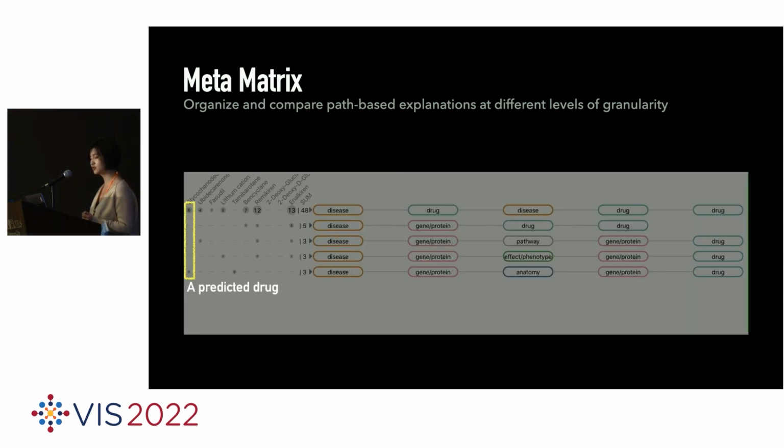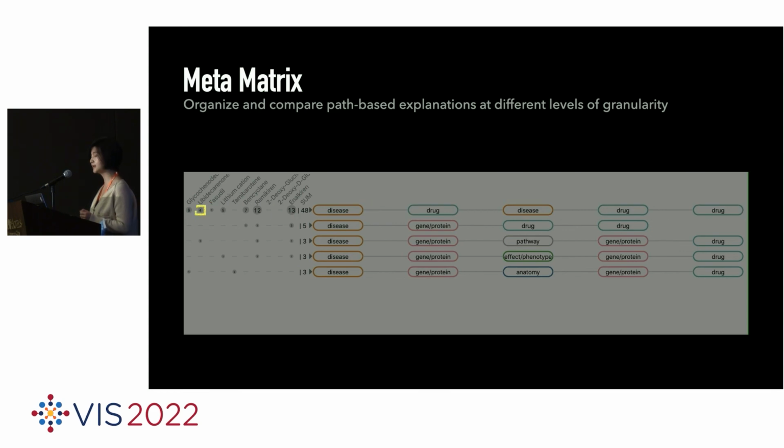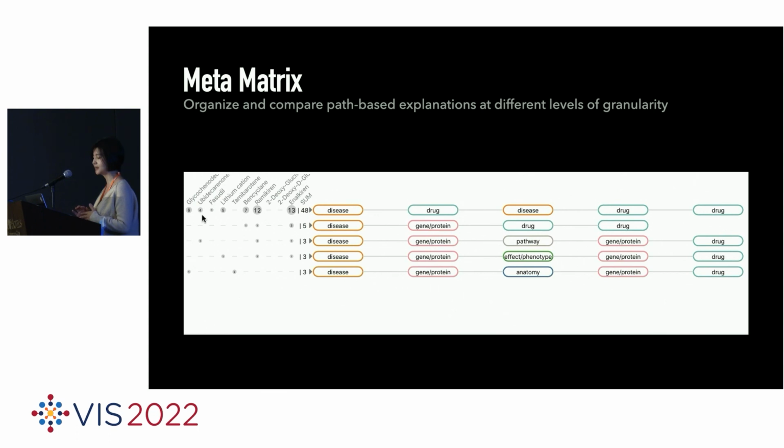Each column is a drug, and each row summarizes the explanations belonging to the same group. The cell indicates the number of individual paths, and users can click to further investigate the explanations within an explanation group.